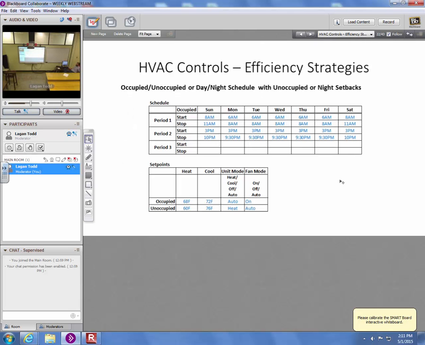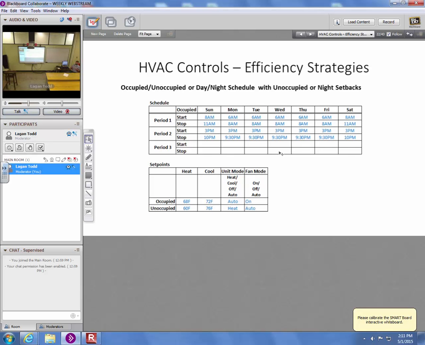Okay, so the first one: occupied, unoccupied, or day-night scheduling with unoccupied or night setbacks. So the first thing you need is a schedule, and you may have noticed that on your programmable thermostats, like you have purchased for your home, you have options between like a 5-day or a 7-day. You have to set the weekends, and usually there's like 2 or 3 settings within each day, or zones.